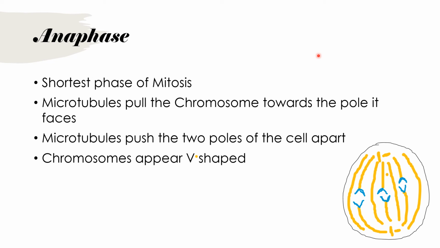Microtubules pull the chromosome towards the pole it faces, and they'll form into little V-shaped chromosomes as they pull. Also, as they're pulling apart, these are pushing each side of the cell apart to help with the division of the cell.